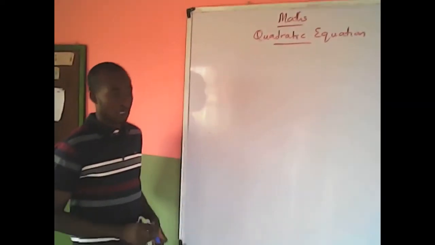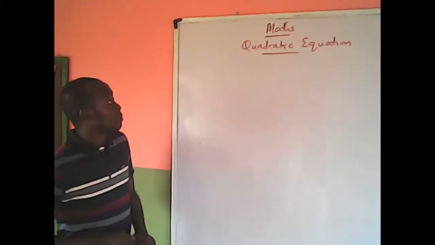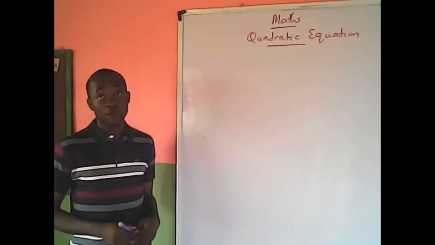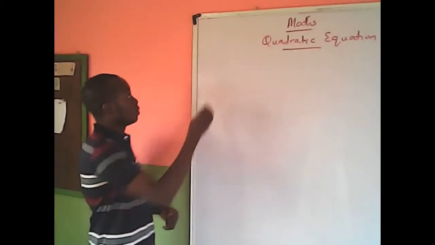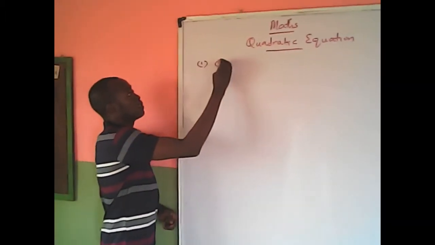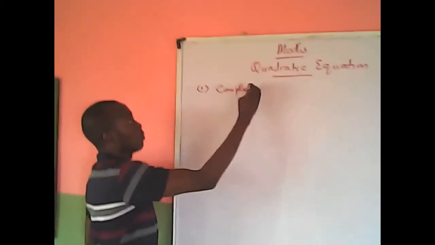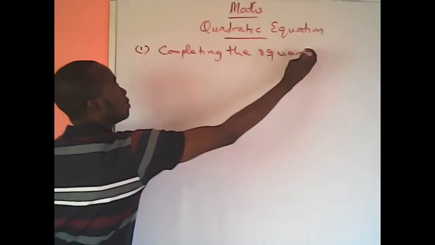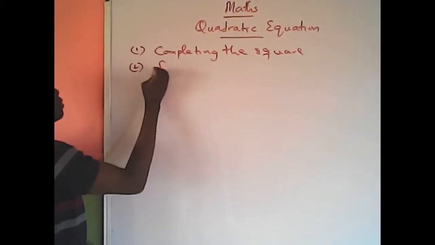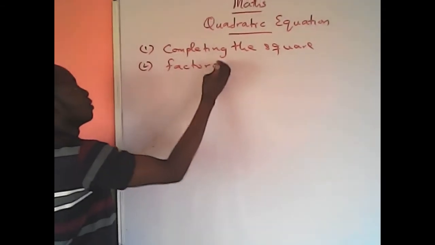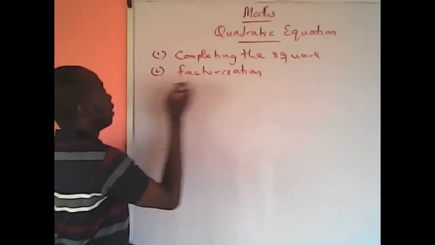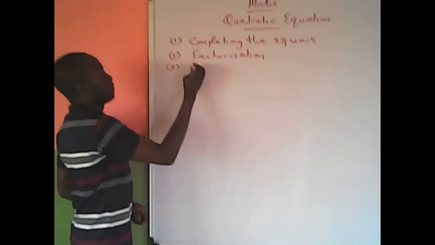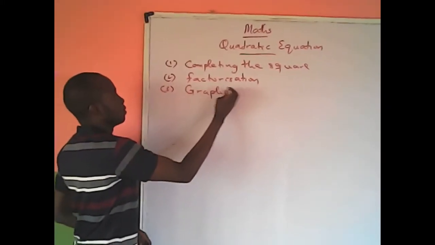A quadratic equation. In mathematics, there are three methods of solving a quadratic equation. Number one is the completing the square method. Number two, factorization. And number three is the graphical method.